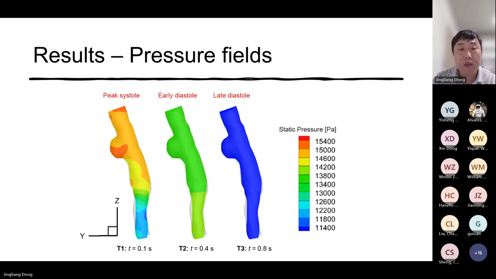when performing diagnosis. The last slide shows the pressure results, which are directly linked to the rupture of the aneurysm. We can see for the peak systole event, there's a concentrated pressure, which the aneurysm experienced. This high pressure value during the peak systole can contribute to a higher rupture risk of the aneurysm.